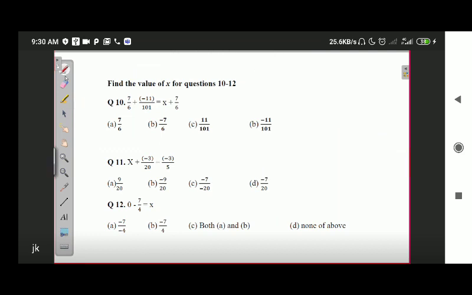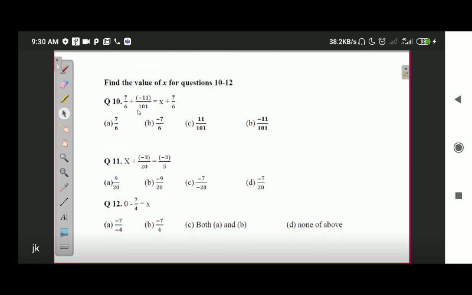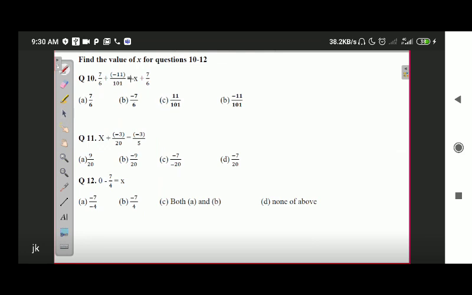Next, question number 10. Question number 10 is: find the value of x, for questions 10 to 12. For all of these questions, we have to determine the value of x. Okay, so let's start with question number 10. For question number 10, let's see.